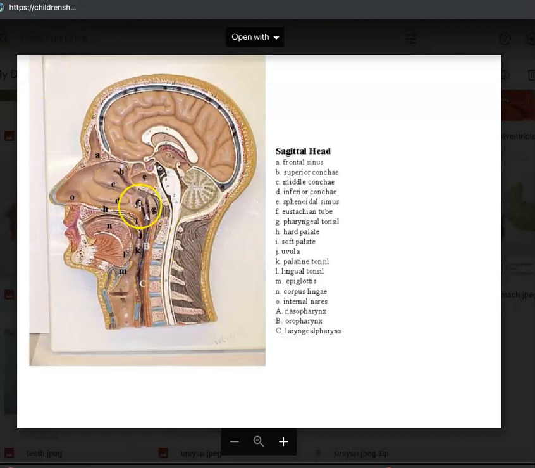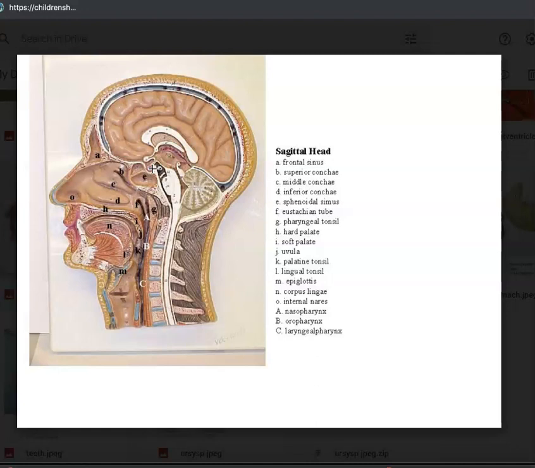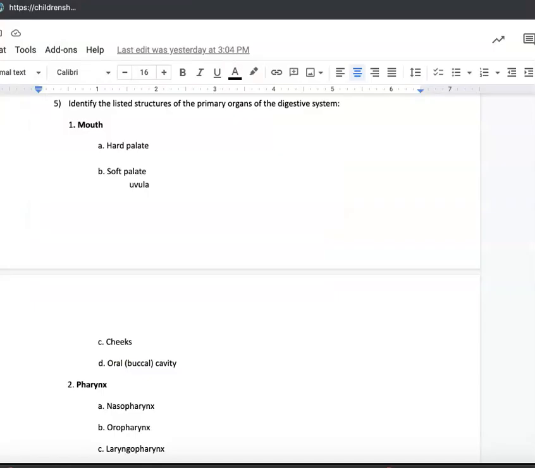So there's lots of parts on this sagittal head. You don't have to know all of them for this lab. The rest of them will be in the respiratory lab. Depending on the year, you may be doing digestion first, or you may have already done respiration. It just depends. So when you look at this, just focus on the ones you need to know. And the ones you need to know are the ones on this list.